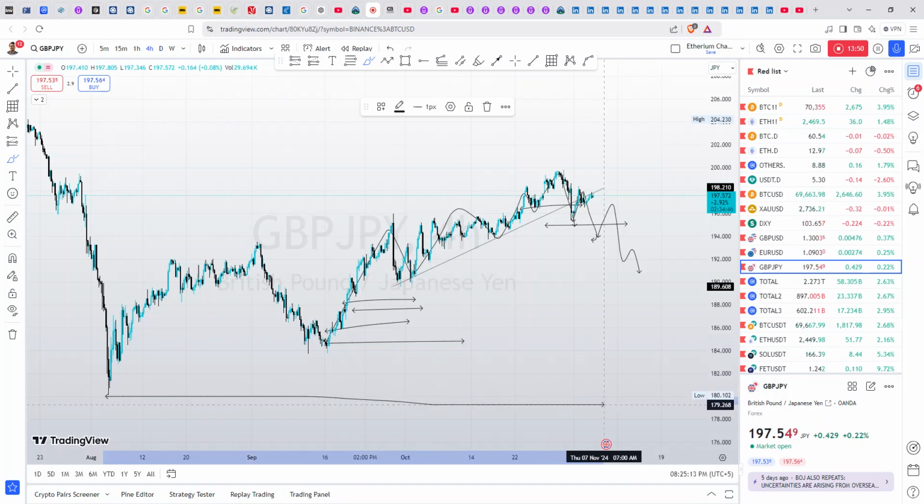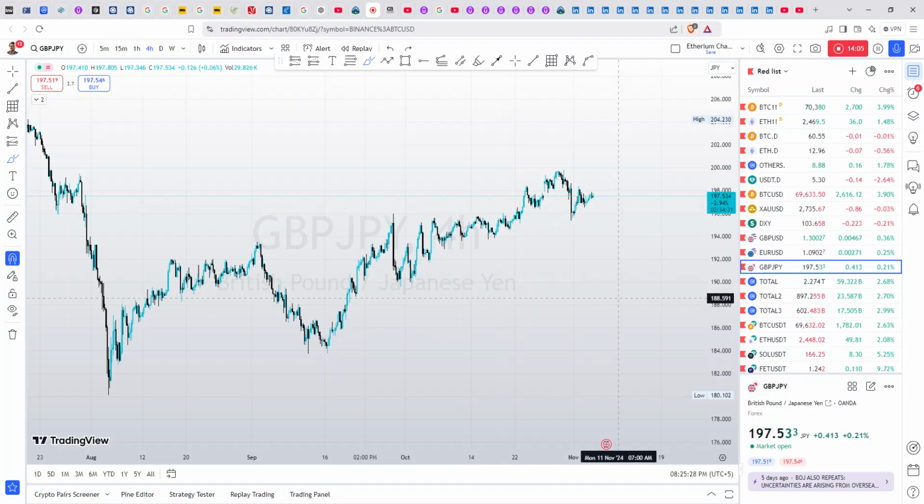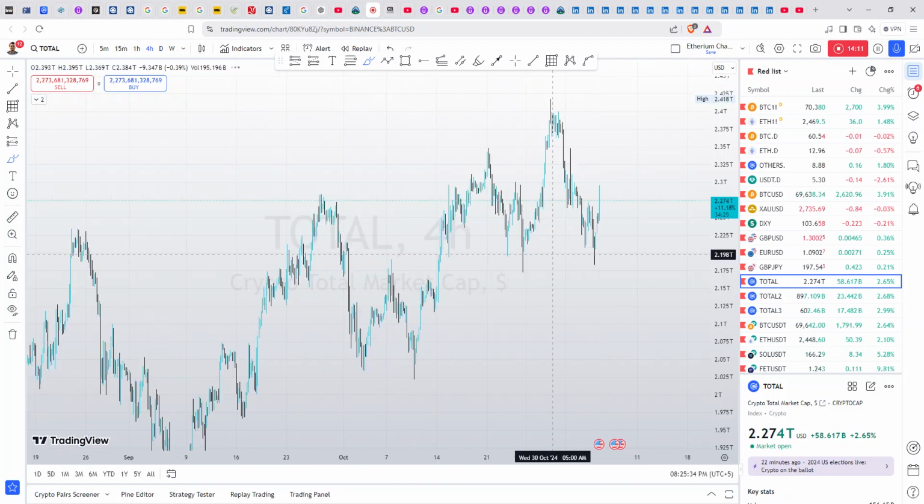Yeah, I'm expecting JPY to come to 180 points. Not today, but it may take 1 week or 2 weeks or maybe a month. That's it, I guess. Or let me just see the total market cap for the crypto.